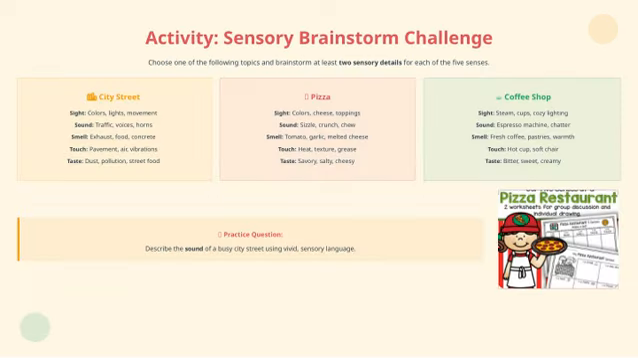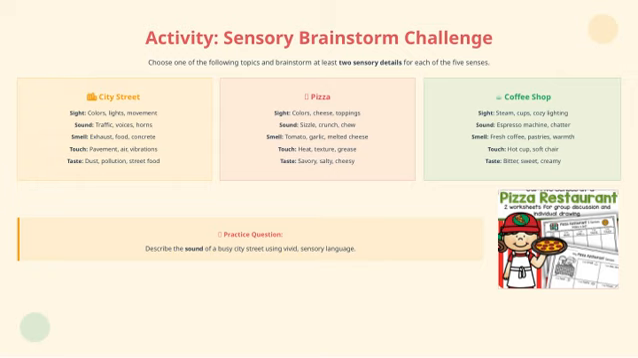Now, let's explore the activity called the Sensory Brainstorm Challenge. The goal here is to pick one of the topics listed, either a city street, pizza, or a coffee shop, and then brainstorm at least 2 sensory details for each of the 5 senses.